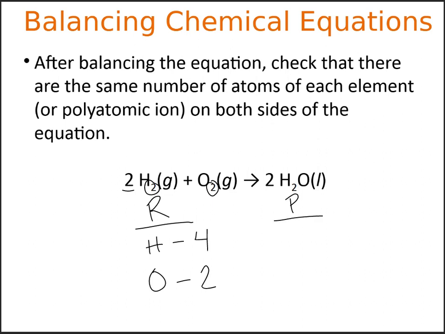On the product side, we've got 2 water molecules, so we're going to take 2 times the 2 subscript for hydrogen, and that is 4. For the oxygen, we're just going to take the 2 and multiply it by 1 because that's what's implied there. So this is balanced. That's the kind of check that you're going to want to do after you balance an equation.